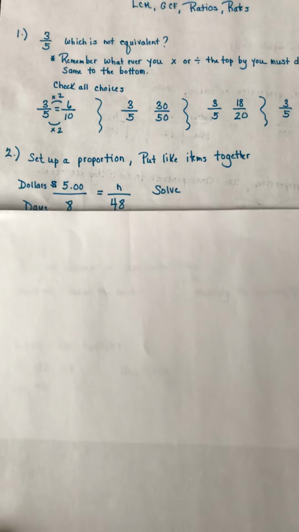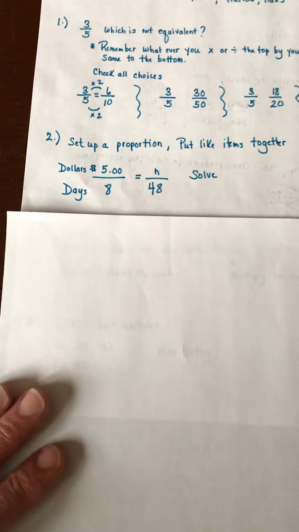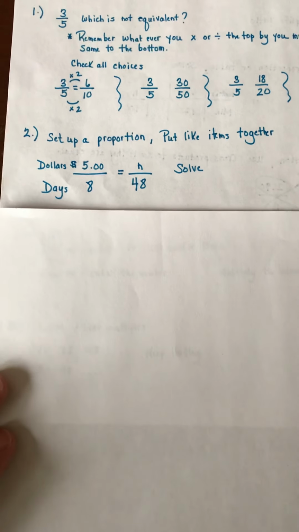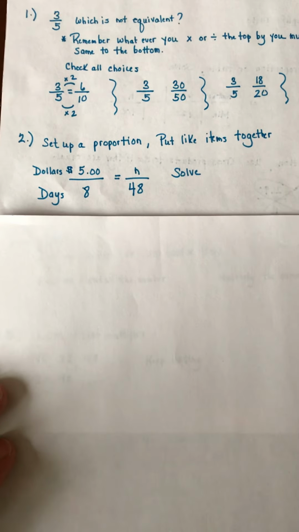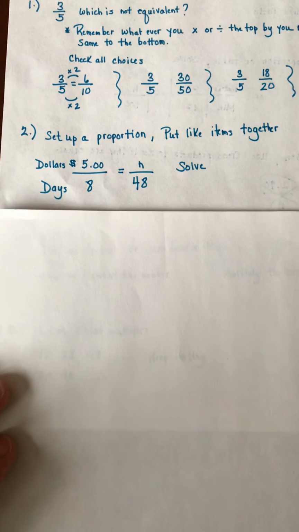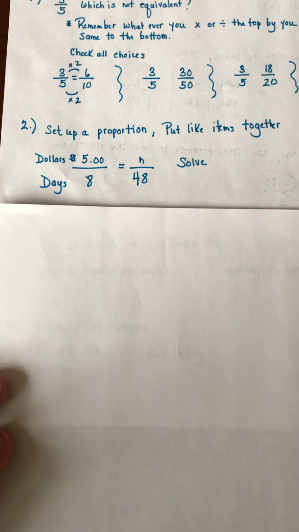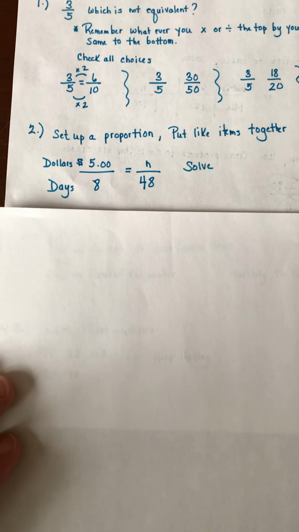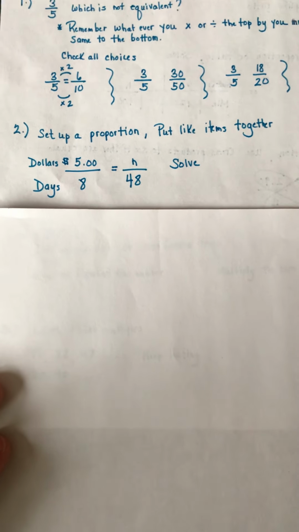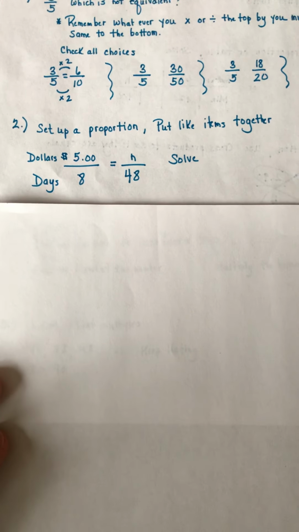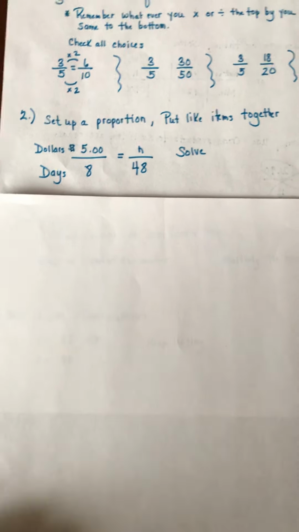Number 2. You know that in this problem, the young man earns $5 in 8 days if he does all of his chores. So if he works 48 days, you need to figure out how much he would make. Set up a proportion, put likes with likes, and go ahead and solve. Means and extremes are scaling.